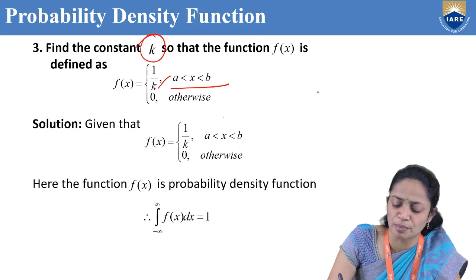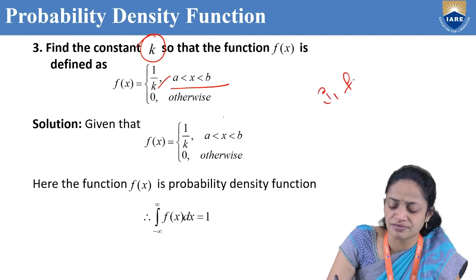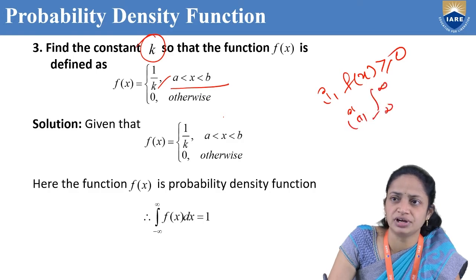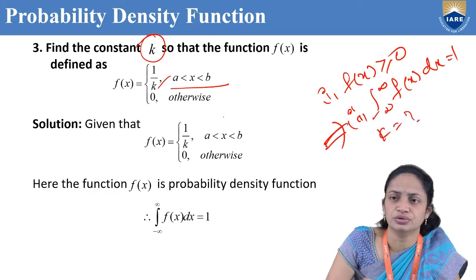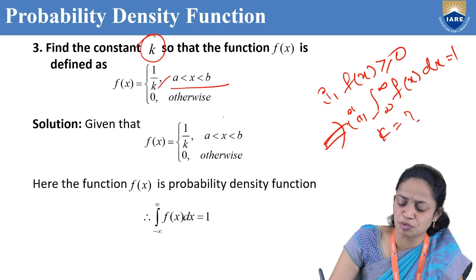So we have two properties. The first one is f of x greater than or equal to 0, and the second one is the integration over minus infinity to infinity of f of x dx equal to 1. Based on this property, we can find the k value. That's why we are using this property.